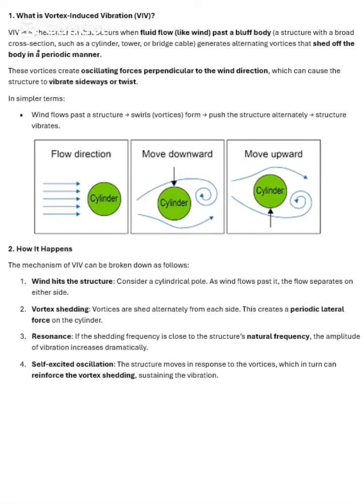Let us discuss vortex induced vibration. So what is vortex induced vibration? It's a physical phenomenon that occurs when a fluid flow, you can see this is the fluid flow, like wind, passes a bluff body, a structure with a broad cross section such as a cylinder, tower or bridge, and generates alternating vortices.